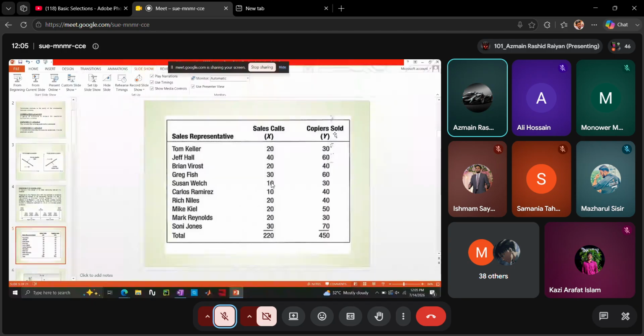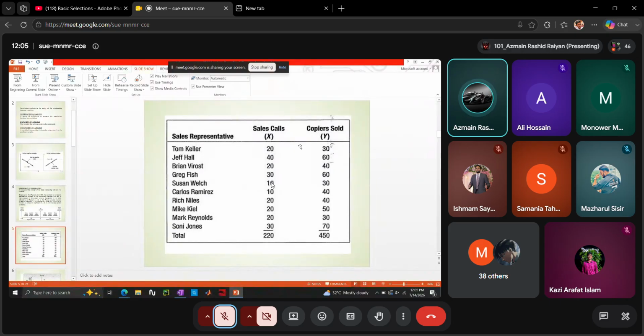And in the last column, the number of copiers that they have sold has also been listed out. Let's say Mr. Fish has sold 60 copies, Mrs. Susan has sold 30 copies. So each of their sales call records has been listed down, and also the number of copies that they have sold has been listed.